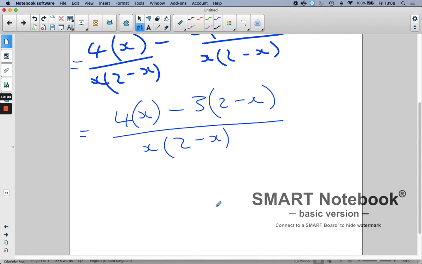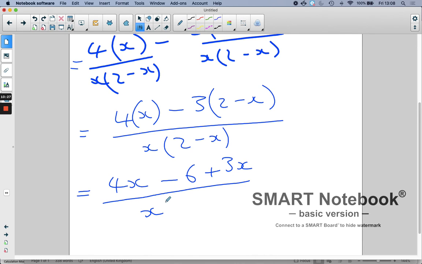Now I'm going to expand my brackets, because those on the top aren't as simple as they could be. So 4 times x is 4x, and then negative 3 times 2 is negative 6. And then negative 3 times negative x will be positive 3x. We need to be really careful about timesing those negatives. And that's all over x, lots of 2 minus x.